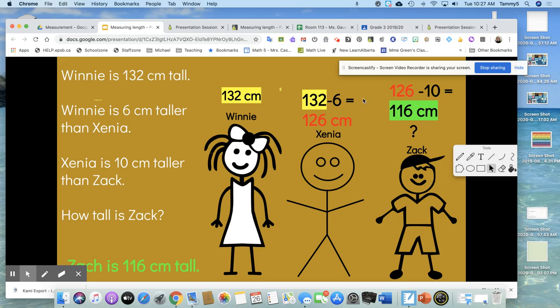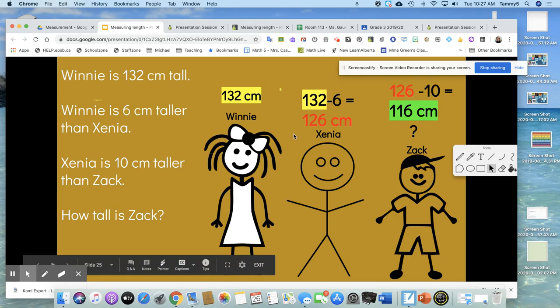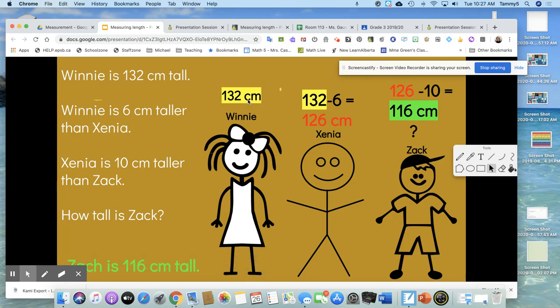So the best way to do these measurement word problems, grade 3s, is to draw pictures. Now you don't have to draw complicated pictures. You could just do stick people, right? And then just write down the information that you know, and that should lead you to figure out your plan or your next steps to find your answer.